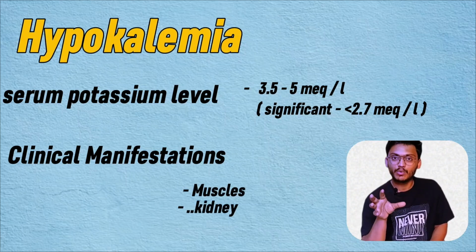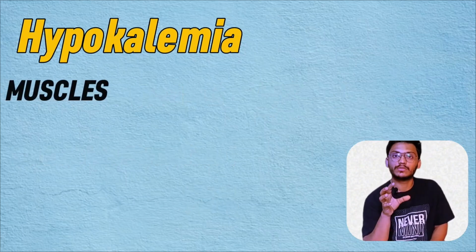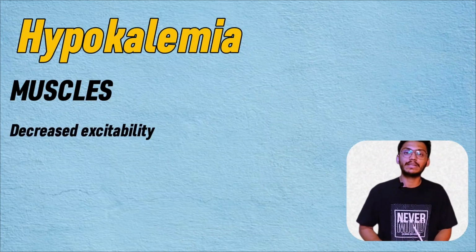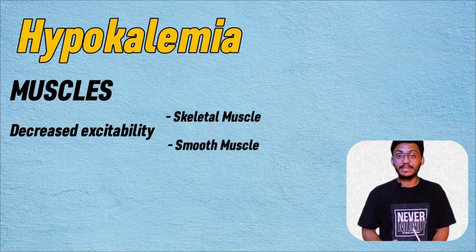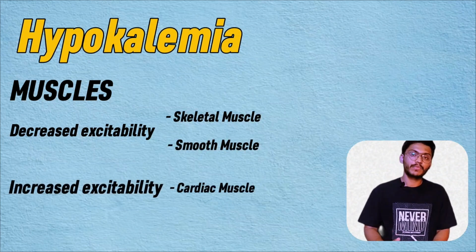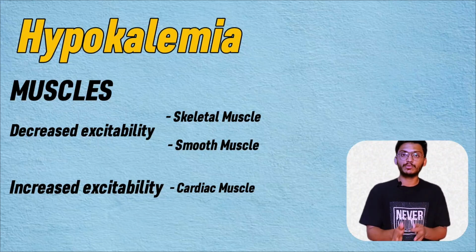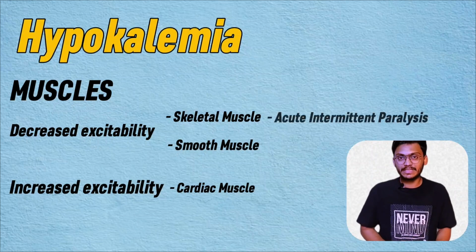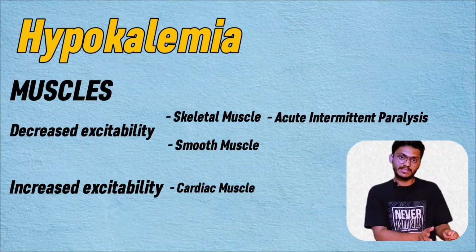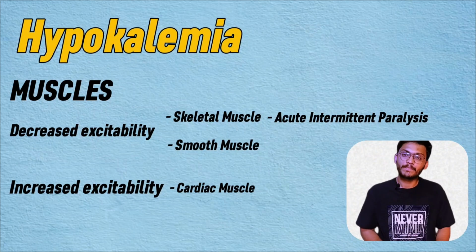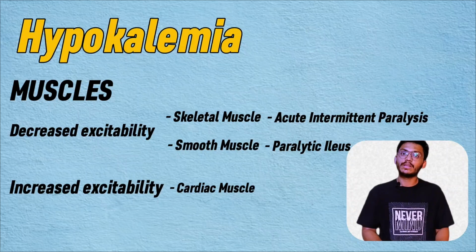First we'll study how hypokalemia affects muscles. In muscles, hypokalemia causes decreased excitability in both skeletal and smooth muscles, but in cardiac muscle it increases the excitability. Because of decreased excitability in skeletal muscle, you will see acute intermittent paralysis, and because of decreased excitability in smooth muscle you will see paralytic ileus. In severe cases you will also see rhabdomyolysis.